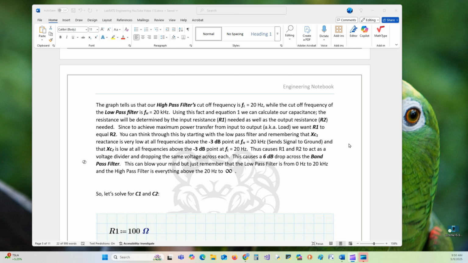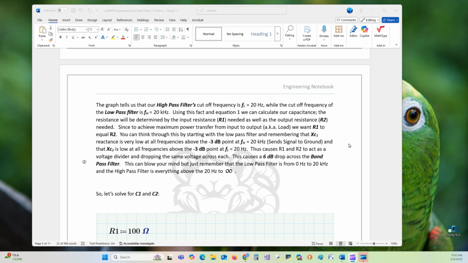To achieve maximum power transfer from the input to the output, aka load, we want R1 to equal R2. You can think through this by starting with the low pass filter and remembering that XC1 reactance is very low at all frequencies above the 3 dB point at FH equals 20 kHz. That means it sends the signal to ground. And that XC2 is low at all frequencies above the 3 dB point at FL equals 20 Hz.